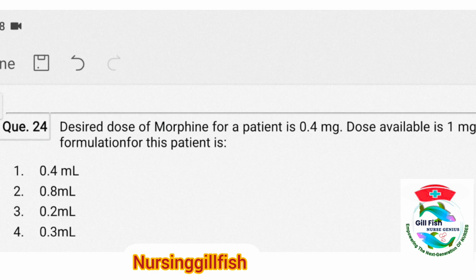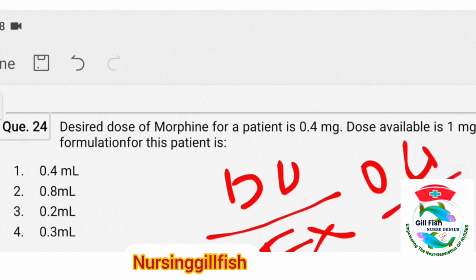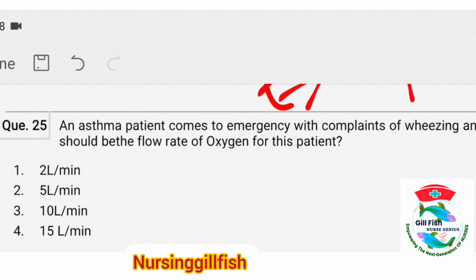The dose available is 1 mg, but we have to administer 0.4 mg. So you can multiply the desired dose by the expected dose. It is 0.4 mg by 1 mg, multiplied by 1 ml. You will get the answer, 0.4 ml. So what is the correct answer? It is 0.4 ml. Option 1 will be the correct answer. Okay, next question. I think you have understood this question. Move on to the next question.